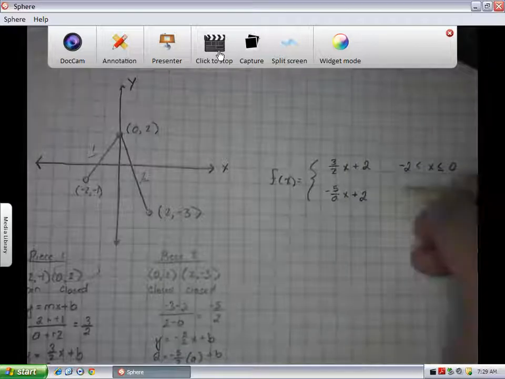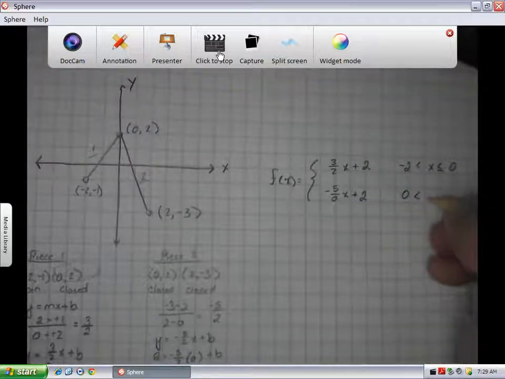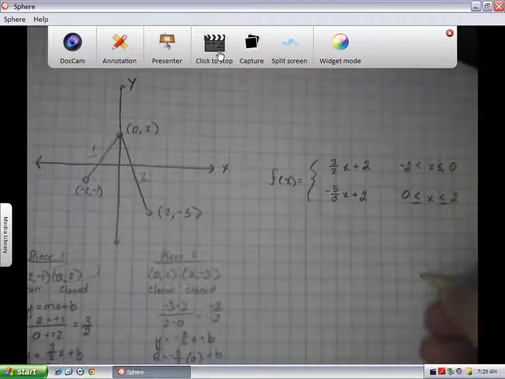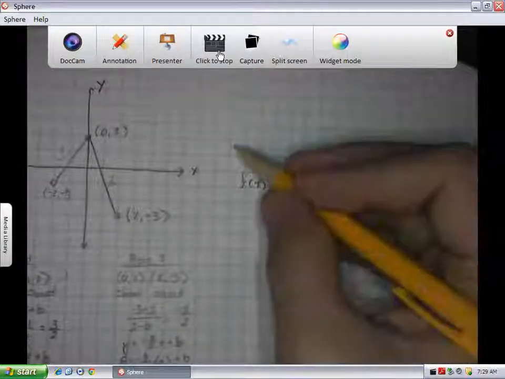And then this time we're going from 0 to 2, and both are or equal to's, so lines underneath both. So this is my final equation.